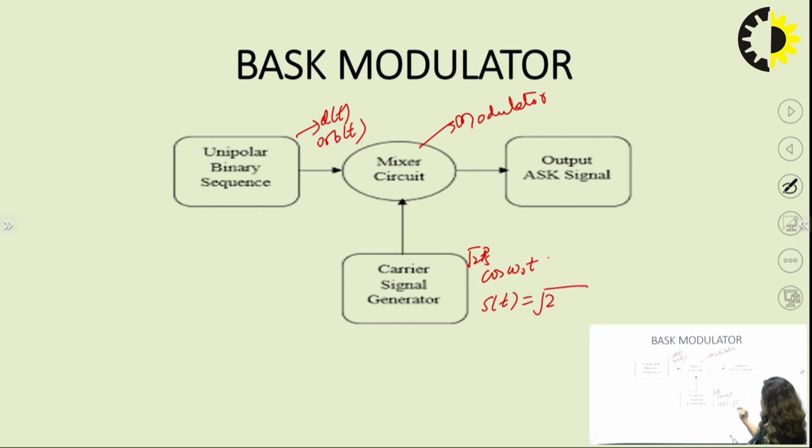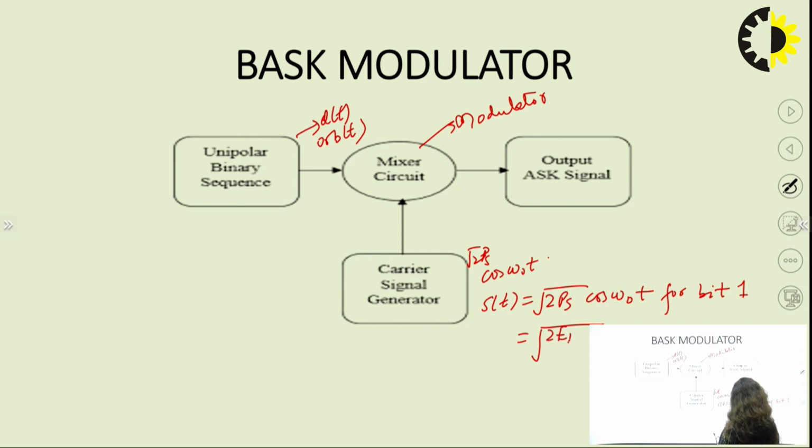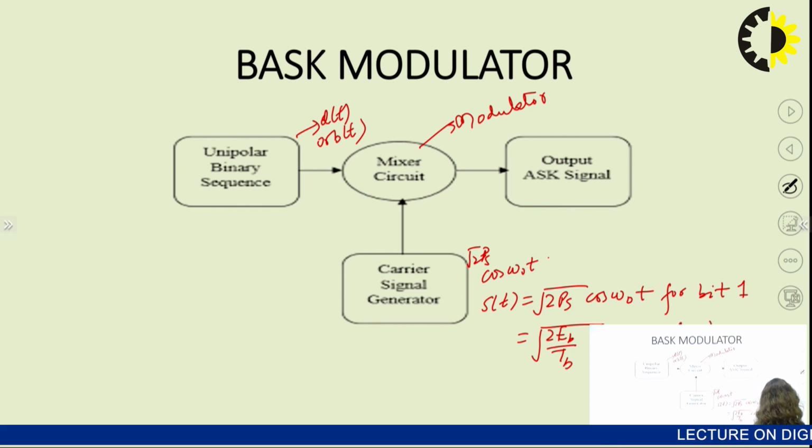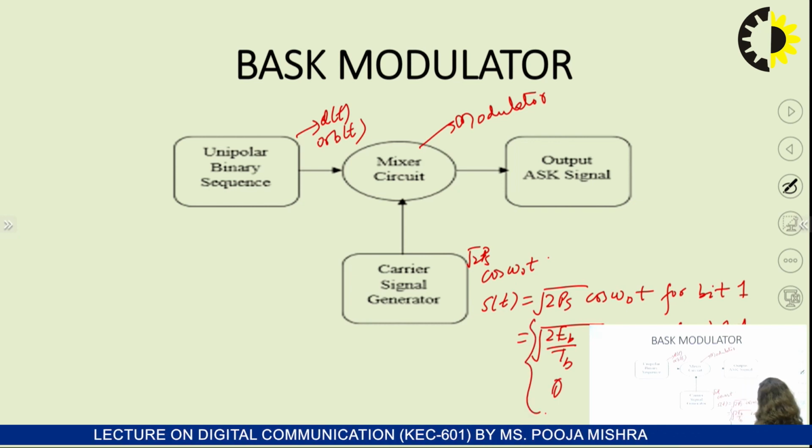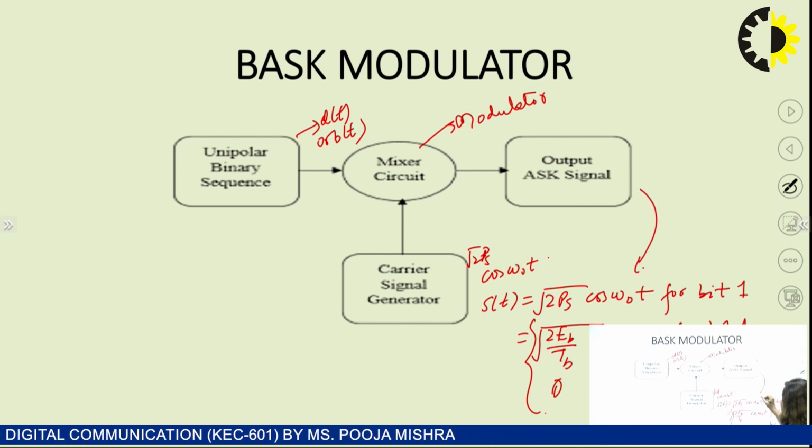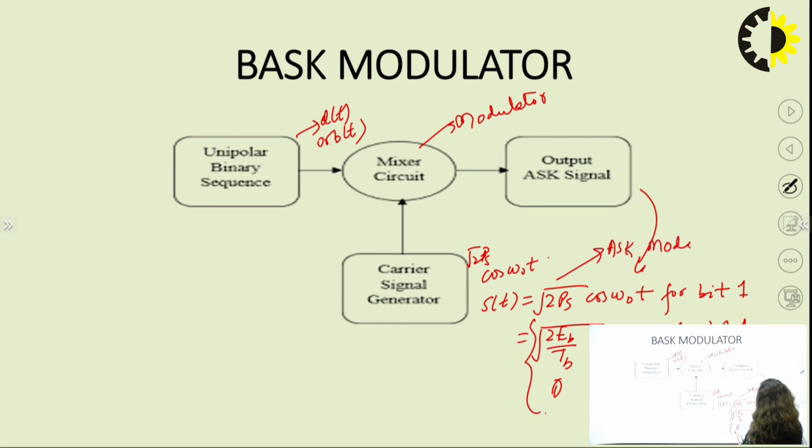So s(t) is equivalent to root 2 PS cos omega naught t for bit 1, or you can write it as root 2 EB by TB cos omega naught t for bit 1, and 0 for bit 0. These two equations are very important, and then we will get our ASK output signal, which is this equation. So these are the equations for ASK modulation.